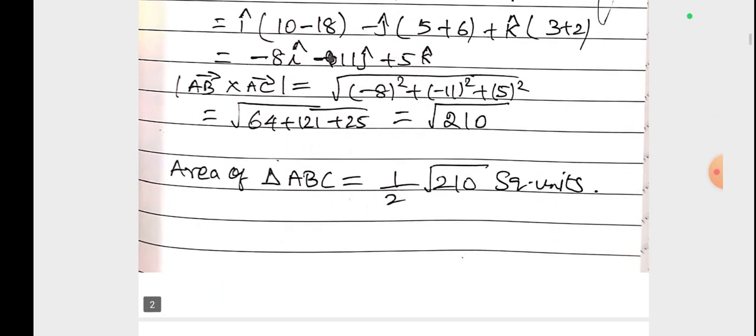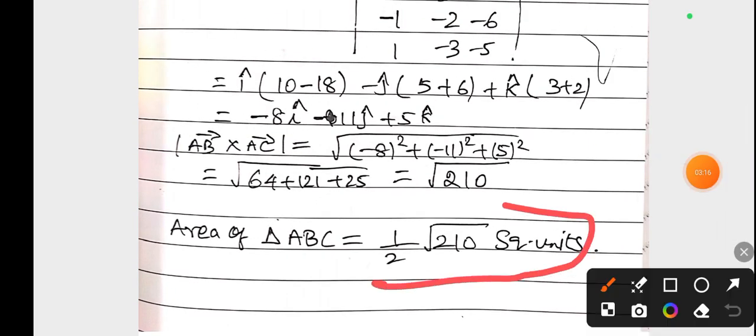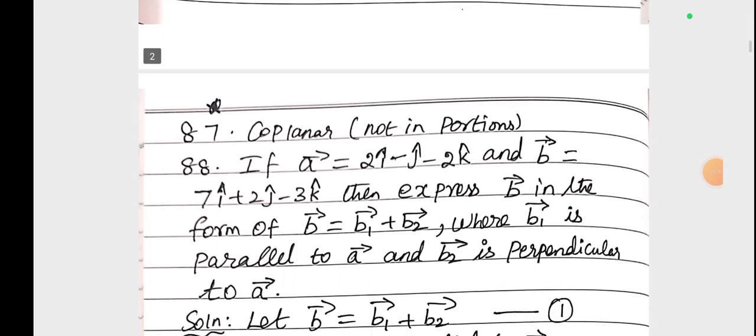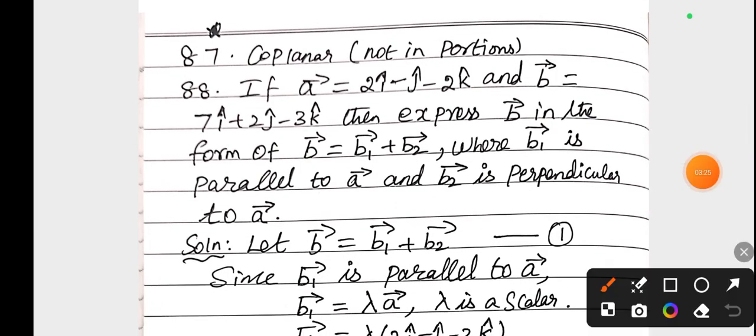What is the area of triangle ABC? Half of the magnitude of AB vector cross AC vector. So, we got the answer as root over 210 by 2. So, we proved it is a right angled triangle, as well as we found the area also. The coplanar concept is not in the portion, children. So, we don't want to discuss it.